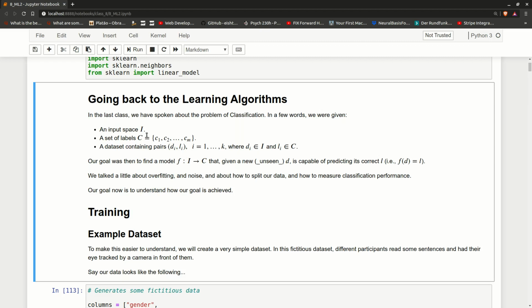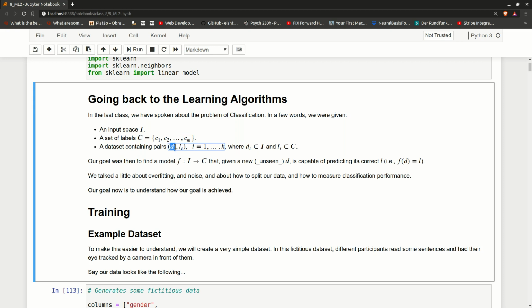Okay, so a quick recap of what we did in the last week. We talked a little about the problem of classification. The way it worked was we had an input space I, and then there were lots of data points, data samples from this input space I. We called them all DI. And then we had a set of labels C, and each data point here was associated with a label.